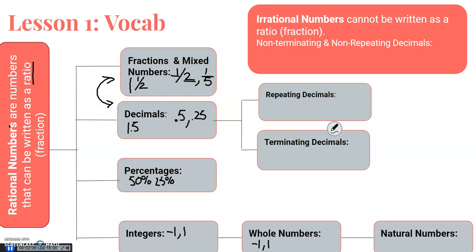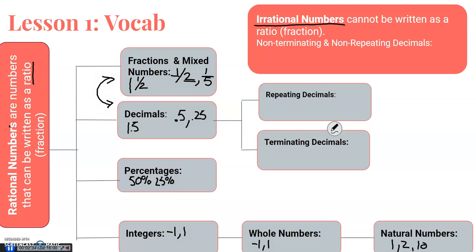1, and our natural numbers only include positive numbers. So 1, 2, 10. And then up here, we have irrational numbers. These cannot be written as a ratio. So that means it cannot be written as a fraction.